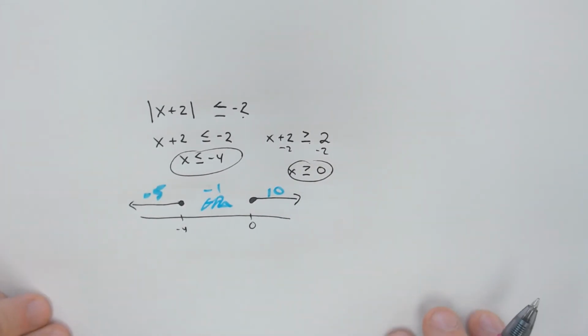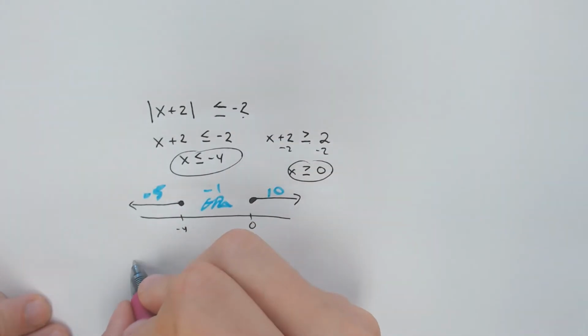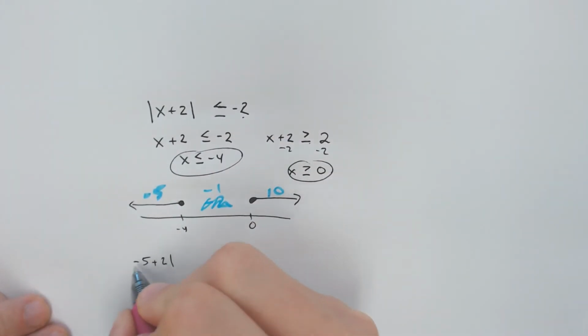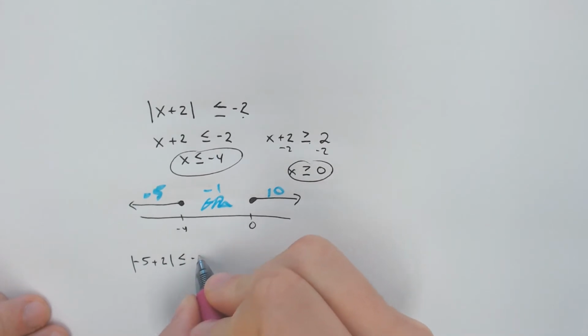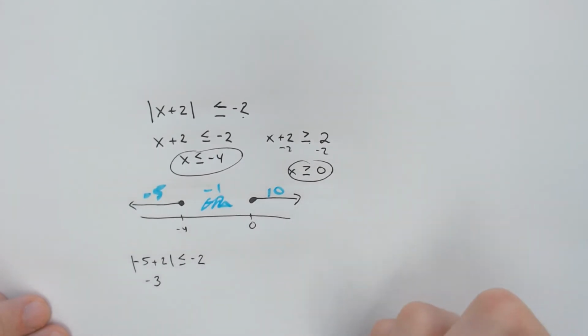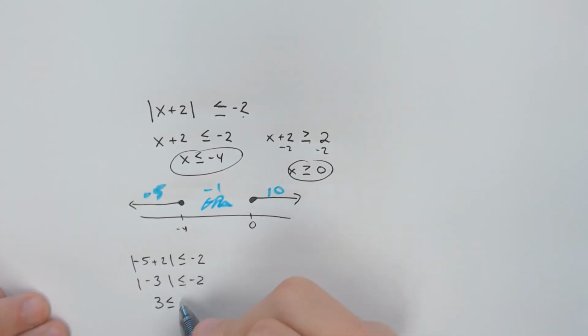So plugging in the negative 5. Negative 5 plus 2, is the absolute value of that less than or equal to negative 2? Well, this is negative 3, and the absolute value of negative 3 is positive 3. Is positive 3 less than or equal to negative 2?